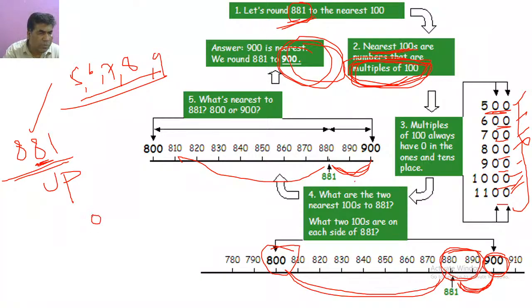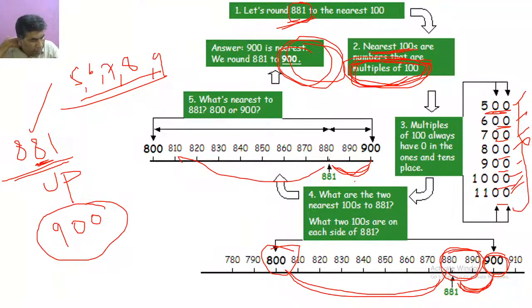Means here we keep 0, and take the bigger number. What is the answer? 900. So next.